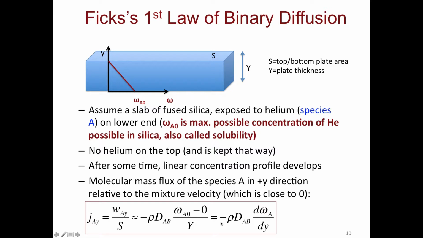Okay. So how would I generalize this to a vector? To a 3D situation, I'm going to have a vector JA here that will have XYZ coordinates. For each coordinate, there will be a similar law. So what is my JA as a vector? Minus rho dAB times gradient of omega A. So spatial gradient of omega A in three directions.